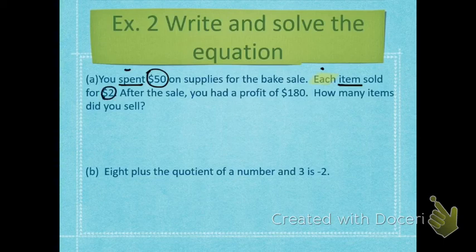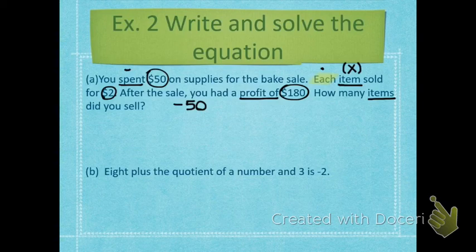So there's another number. Now after the sale, you had a profit of $180. How many items did you sell? So there's the word items again, which means items becomes our what? If that's what we're looking for, what's it going to be in the equation? The variable, the unknown. All right, now we already said if you spend $50, that's minus $50. So I'm going to go ahead and write minus 50. The question is, what am I subtracting 50 from?